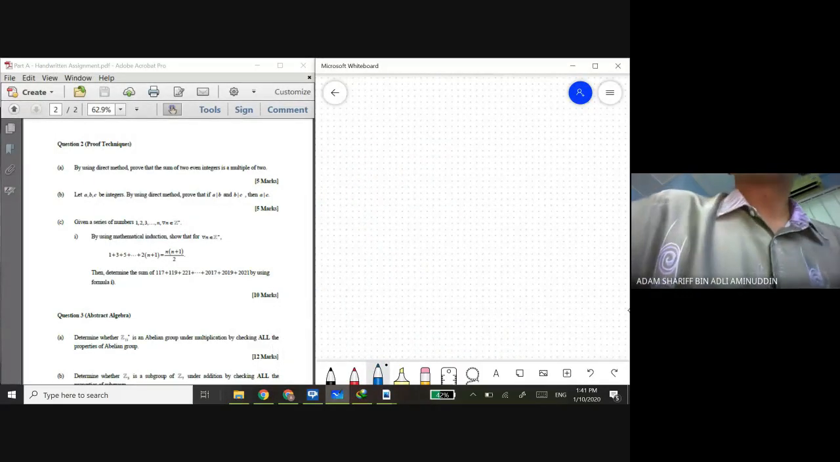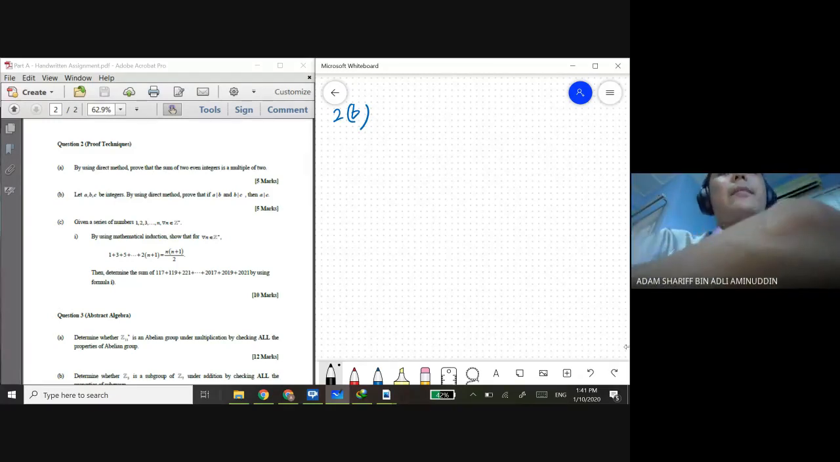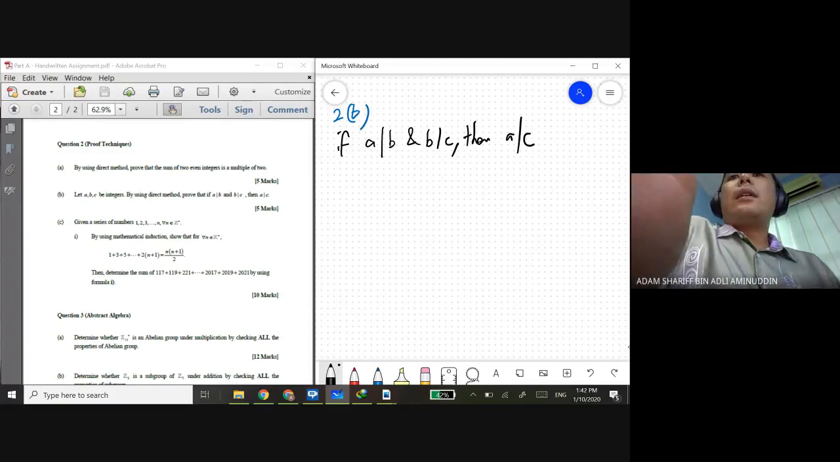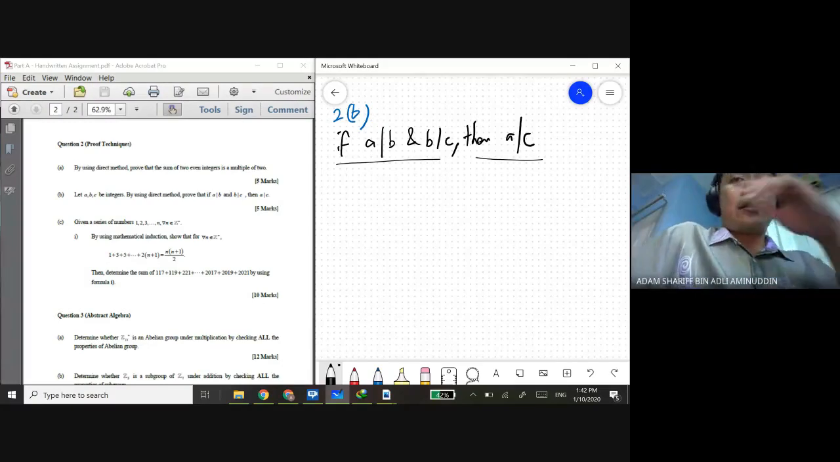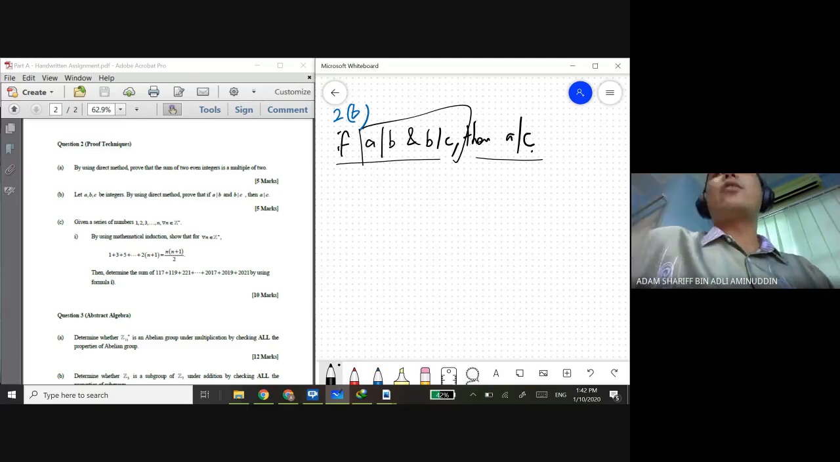Okay. For the second question, 2B, let A, B, C be integers, by using direct method proof. We start with the first establishment first. If A is a factor of B and B is a factor of C, then A is a factor of C. The antecedent is the condition, the implication, and this is the conclusion. So we start with establishing this.